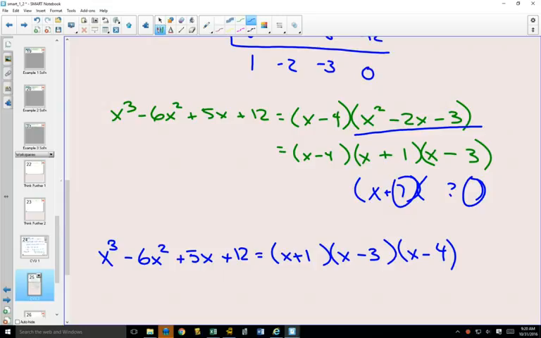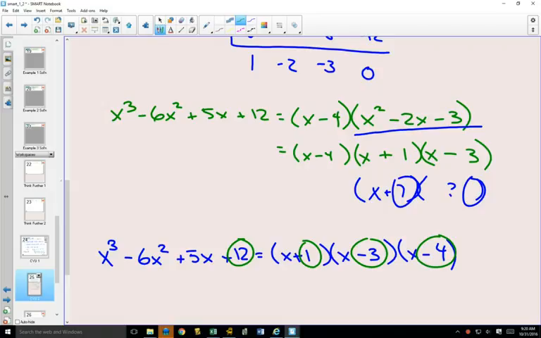Now, that idea extends even when you get to larger polynomials. What number do we have here? 12. What are our last numbers? They're 1, -3, and -4. What's 1 times -3 times -4? 12. Okay? So this last number is going to give us a hint as to what might be possible.